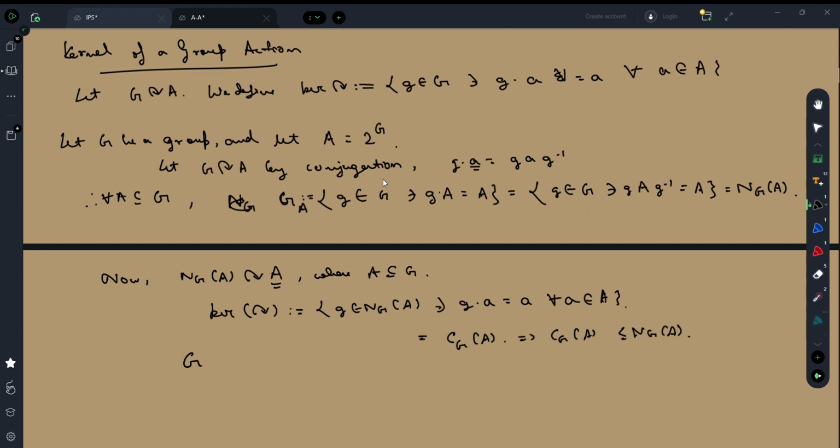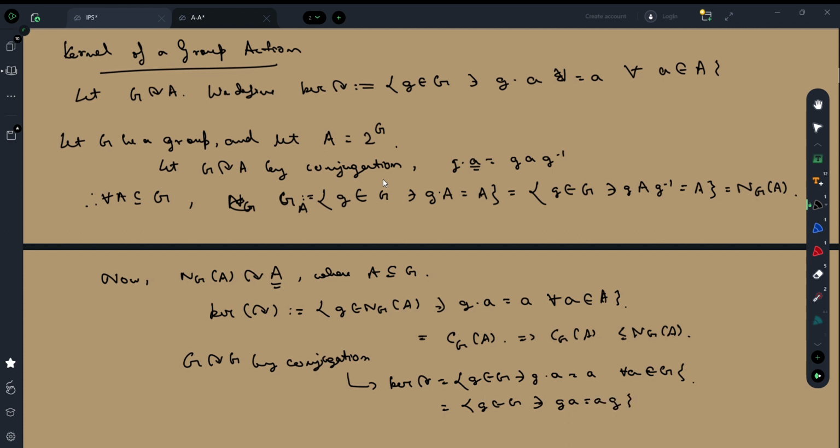What if I act G on itself by conjugation and ask for its kernel? So the kernel is the set of elements g in G such that g dot a is a for all a in G in this case. But g dot a is nothing but gag inverse, so we place g inverse on the right. So it's ag. That means it is the set of all elements which commute with every element in G, for all a in G. That's precisely the center of G. Clear? Okay.